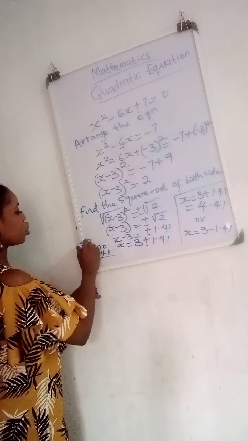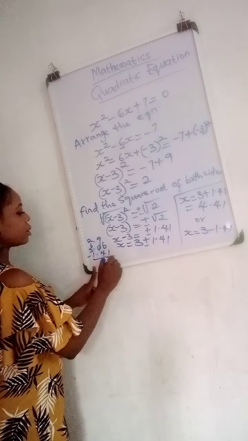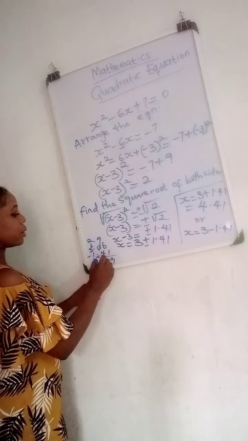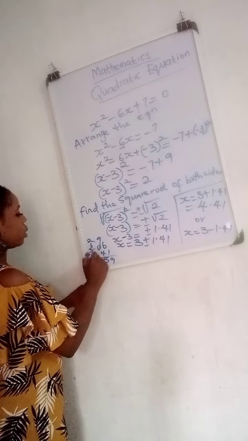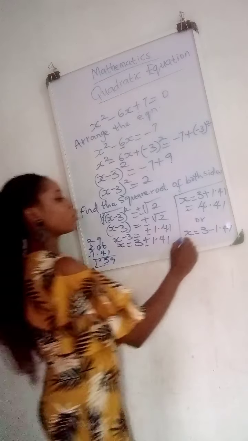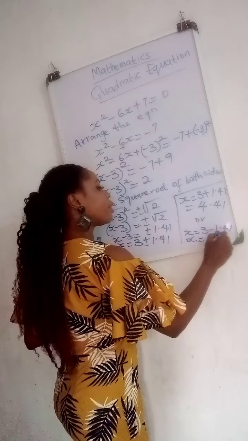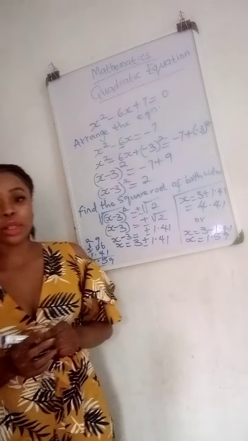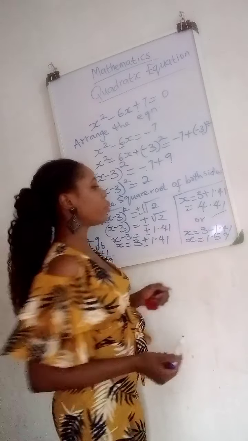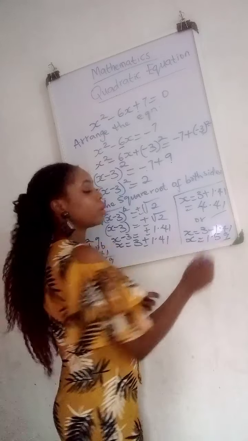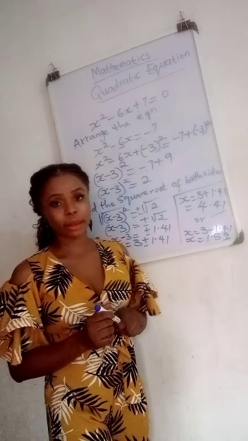Okay, then what we'll do, 3.00 minus 1.41. Okay, this minus this will give you 1.59. So our x equal to 1.59. So we have gotten our answer as x equal to 4.41 or x equal to 1.59.